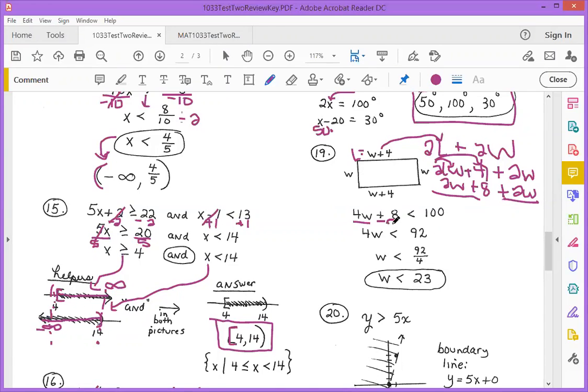So we're going to solve this inequality. We subtract 8 from both sides. We'll get 4W less than 92. And then we divide by 4. So W is less than, the width is less than 92/4, or it can be divided evenly into 92. We'll get W is less than 23.